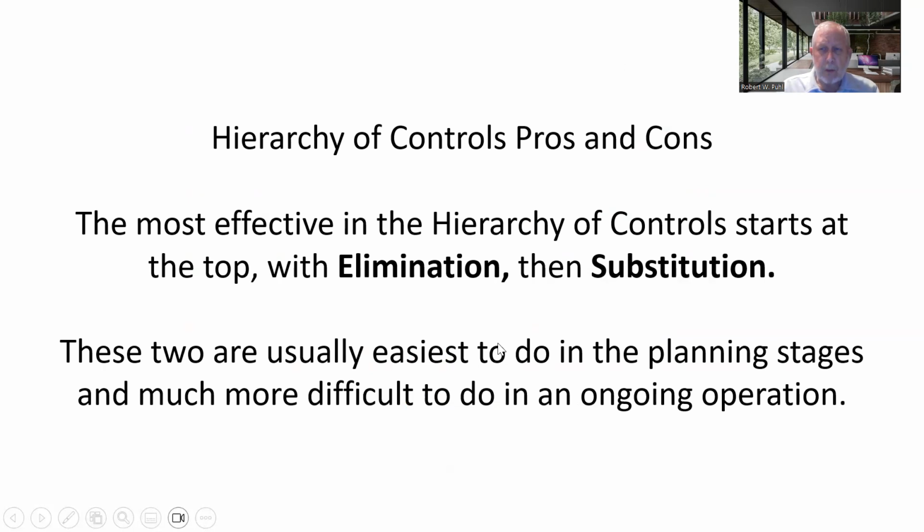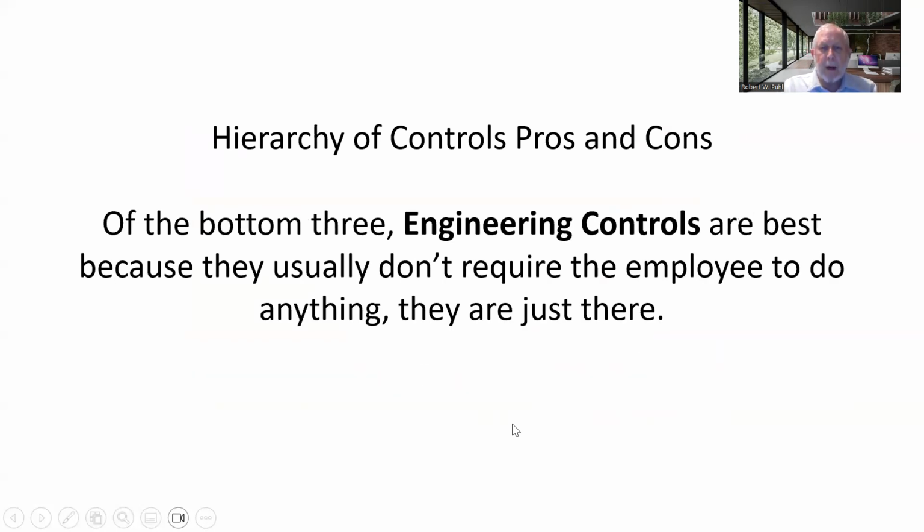Hierarchy of controls, pros and cons of some of them. The most effective in the hierarchy of controls start at the top, elimination and substitution. These two are usually easiest to do in the planning stages, and much more difficult to do in an ongoing operation. Of the bottom three, engineering controls are by far the best because they usually don't require the employee to do anything. They're just there.